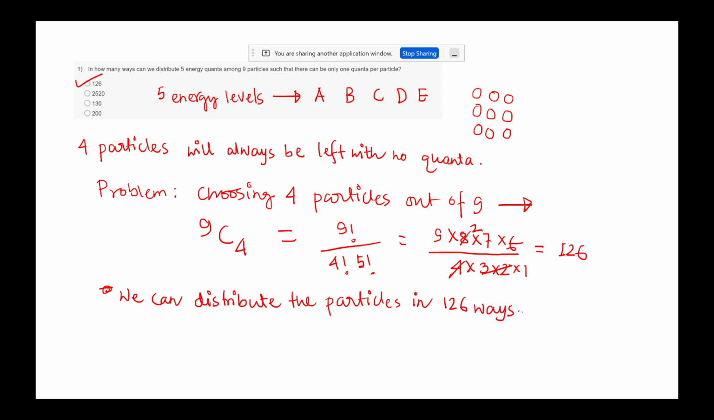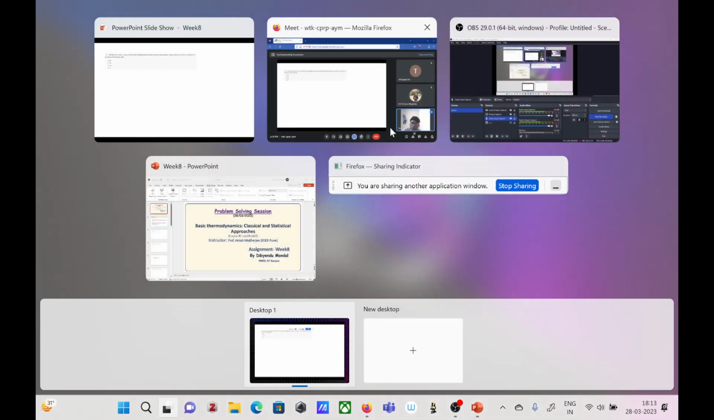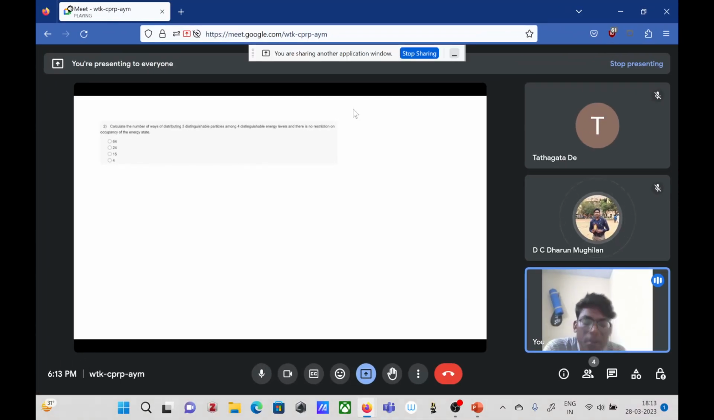Okay, no problem with that. Can I proceed to the next problem? Yes, sir. Okay, great. So the next problem says, calculate the number of ways of distributing 3 distinguishable particles among 4 distinguishable energy levels, and there is no restriction on occupancy of the energy state.